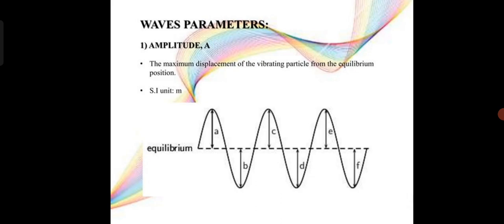And wave parameters. In wave parameters, first we come across the amplitude, the maximum displacement of a vibrating particle from equilibrium position, and its SI unit is meters. And basically the amplitude is taken from the center of the trough and the center of the crest, which is taken by equilibrium in both top and bottom positions.